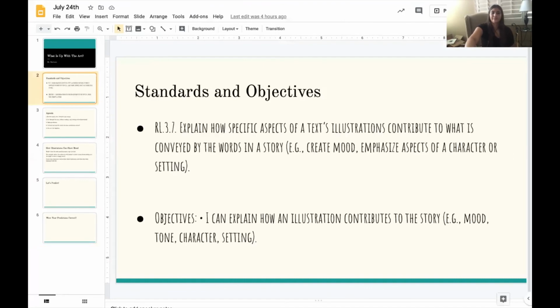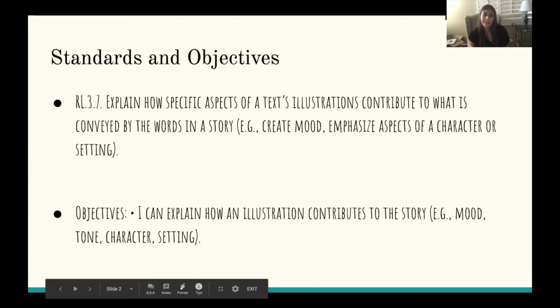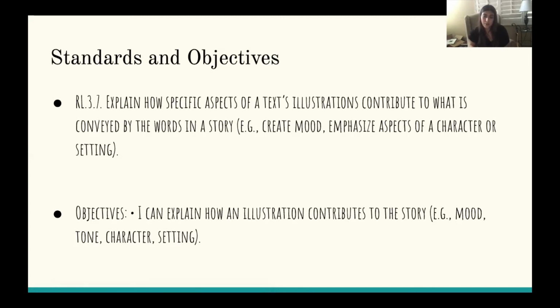So moving back to our standards and objectives. When you read a story, oftentimes the illustration has parts in it that help you understand more of what's happening with the characters. The body language, and sometimes stories without the words can tell their own story. So with that being said, I hope that you guys enjoyed today's lesson. It's a little bit short, but I hope that you were able to understand how the illustrations contribute to the story.